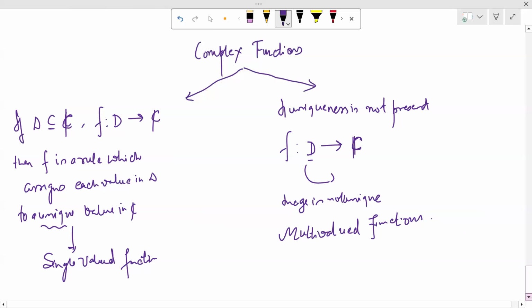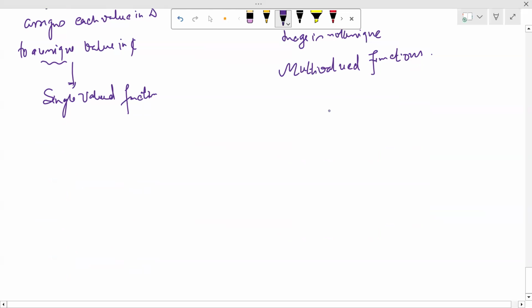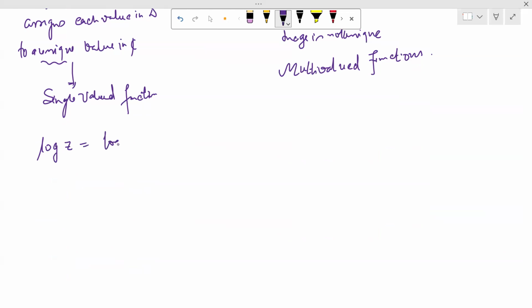So in multi-valued functions, let's say the logarithmic function. What was the logarithmic function equal to? Log of mod z plus iota argument of z. And what is the argument of z? It is equal to log of mod z plus iota principal argument of z plus 2m pi.